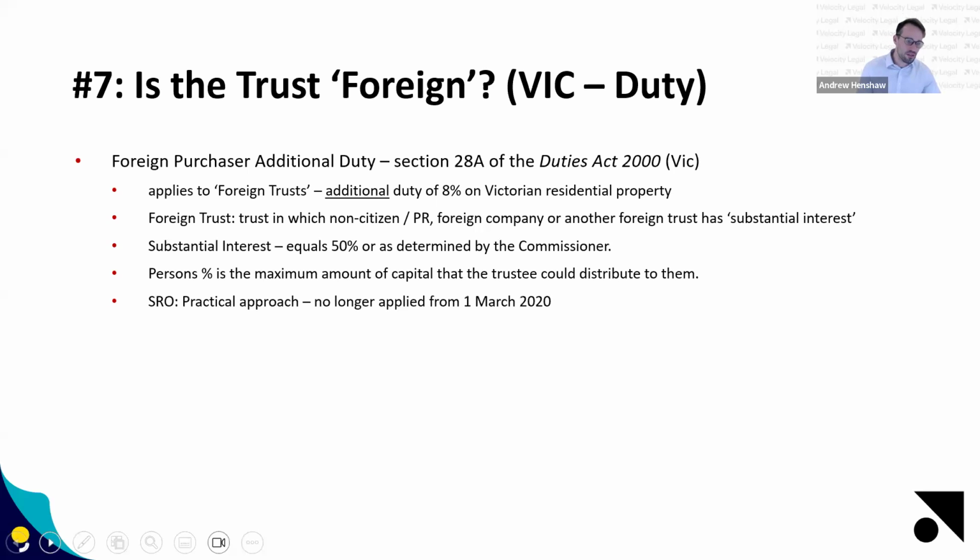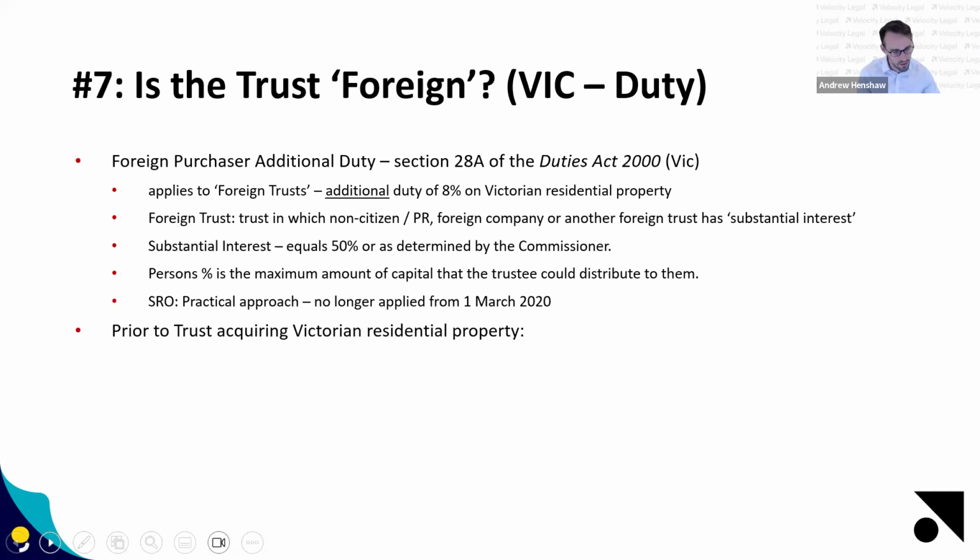The SRO, the State Revenue Office in Victoria, had a practical approach and said, well, look, I know these provisions were intended to cover foreigners, and if technically someone could have benefited but they didn't, then we'll kind of look the other way a little bit. We'll bend it a little bit. That's 4 years ago now. So that's been and gone. You can't rely on that anymore. You need to read the deed.